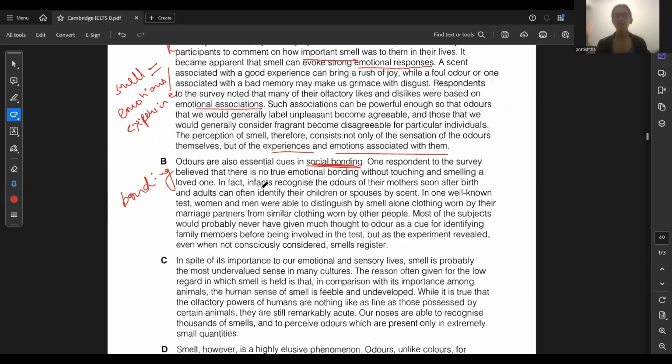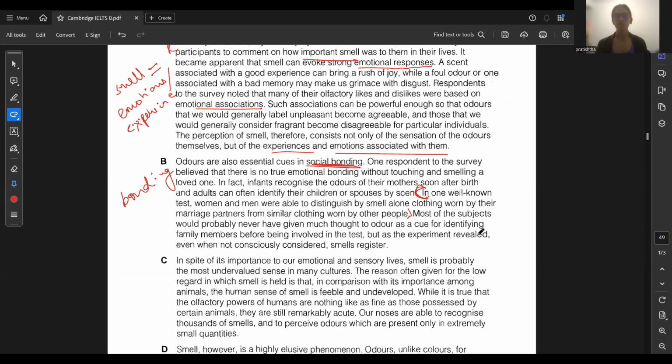In fact, infants recognize the odors of their mother soon after birth, and adults can often identify their children or spouse by scent. In one well-known test, women and men were able to distinguish by smell. Now, this is an example, right? An example, a stat. Worn by their marriage partners from similar clothing worn by other people. Most of the subjects would probably never have given much thought to odor as a cue for identifying family members before being involved in the test.